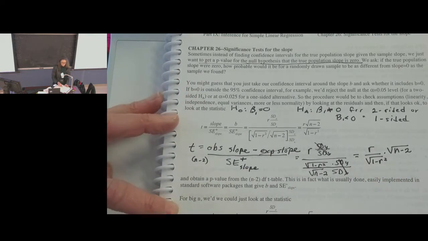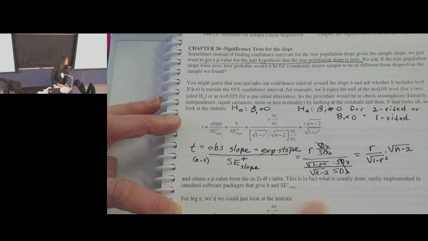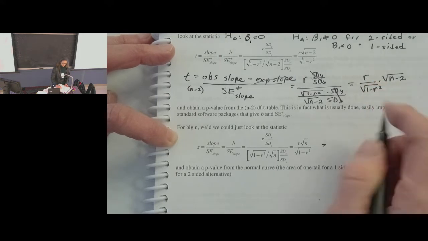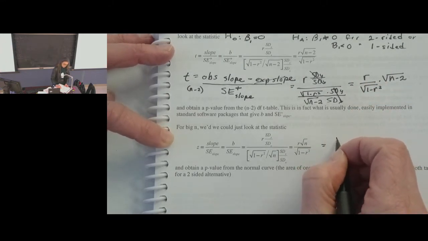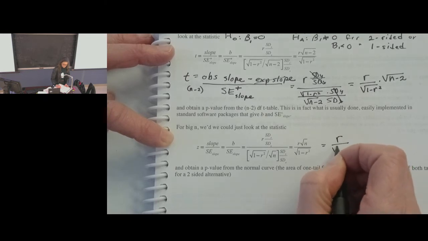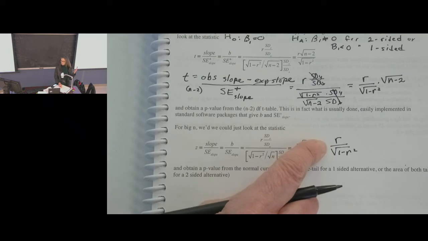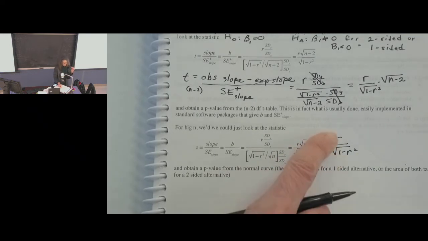For big n, we're going to use the z, and everything's the same. We do the same exact thing, except what do you think? The z I'm just going to write in big letters: r over the square root of 1 minus r squared. That's a measure of the strength of our model. This is the measure of the strength of our errors, right?